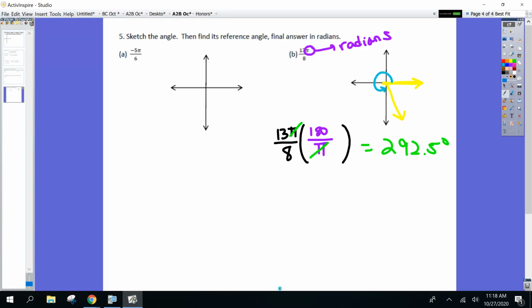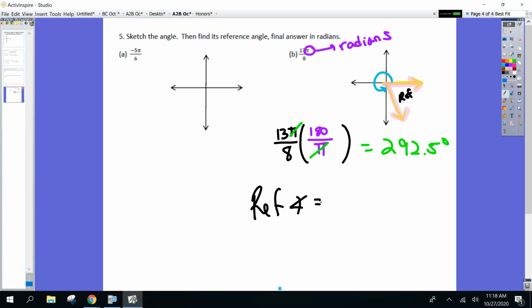You guys notice there's a second part, which is find the reference angle, and it has to be in radians. Reference angle, I do this all the time: the angle between the terminal side and the x-axis. I need somebody to tell me how I can find that angle right there. I'll just put REF for reference. Find it in degrees first, and then we'll convert it over at the end.